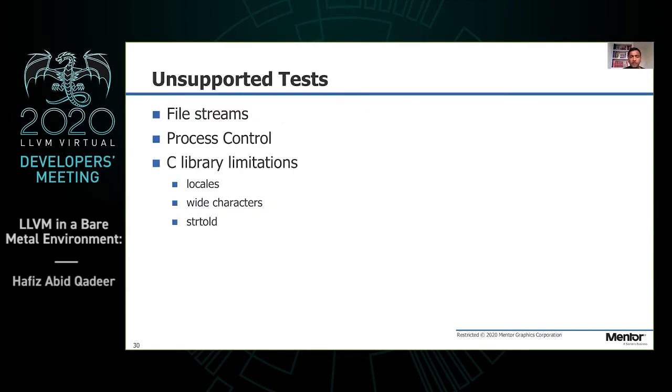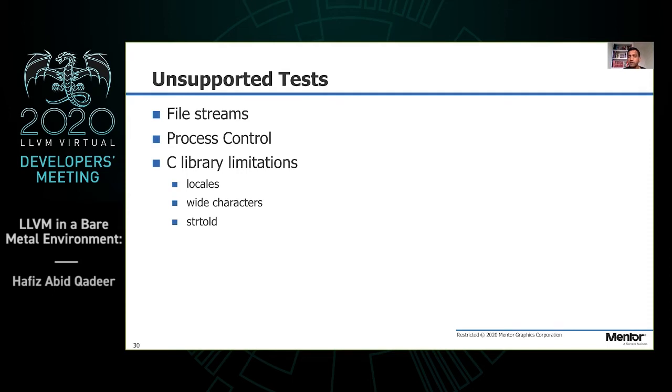Now we have looked at testing. After you have run the test suites, you will find that not all the tests make sense for the bare metal target. Some of the tests will fail. For example, tests that open files. Some tests are dependent on process control; they expect some syscall or fork type API. And if your C library has certain limitations, that will also cause some of the tests to fail.